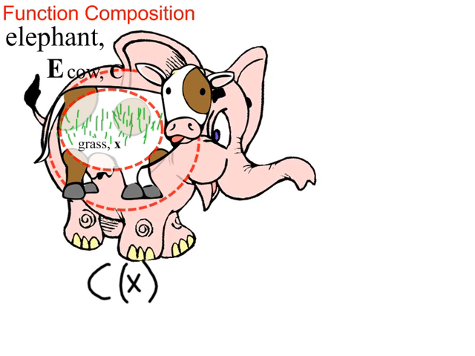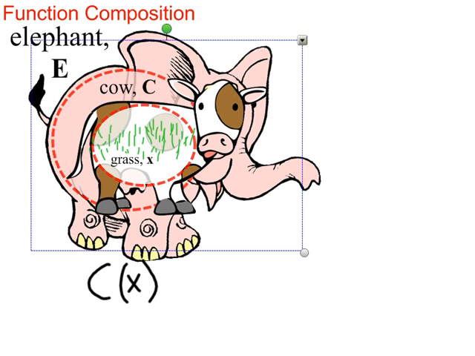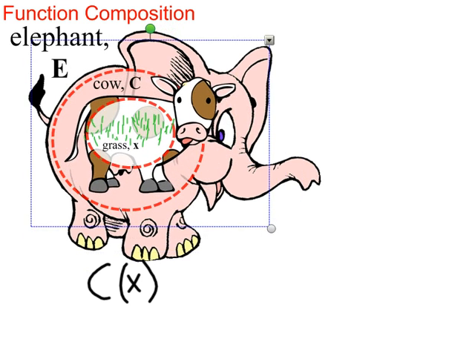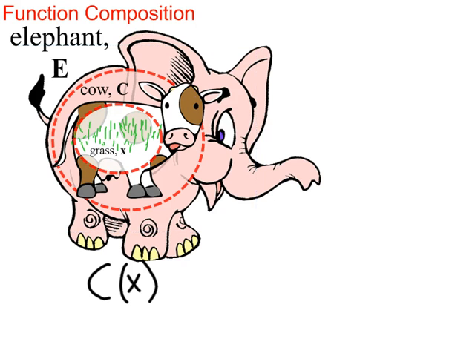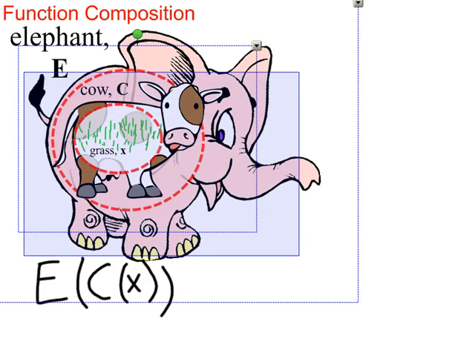So when the elephant comes along and eats the cow, what would we call that? Well, the cow is going into the elephant, so we would call that E of C of X. E for elephant, C for cow. And composition of function works like that. You take the grass, you don't put it directly into the elephant, you put it into the cow first, and then you put the cow into the elephant.